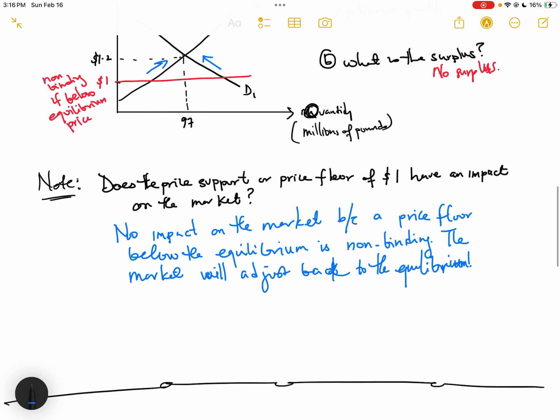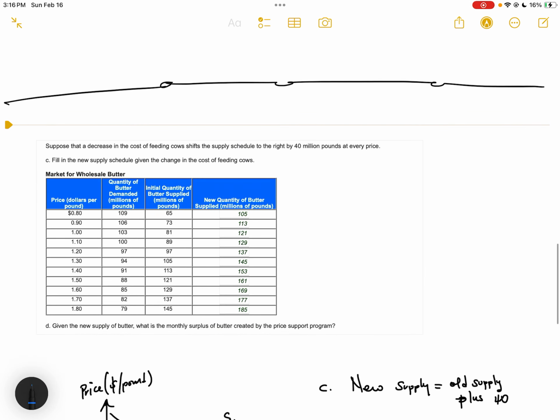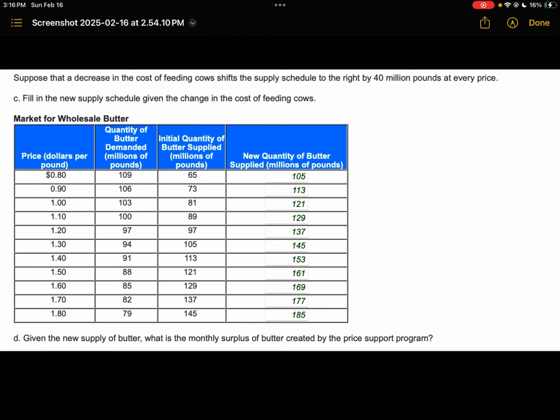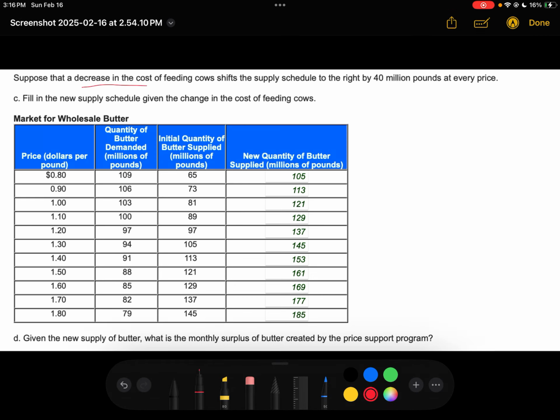All right, there is a second example that makes us work a little bit more and think a little bit more. Let's take a look at that question. Suppose now that a decrease in the cost of feeding cows shifts the supply schedule to the right by 40 million pounds. C says fill in the new supply schedule.